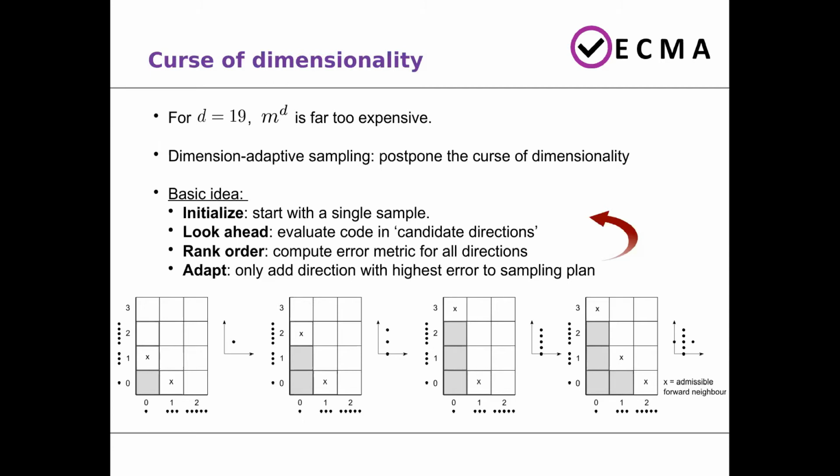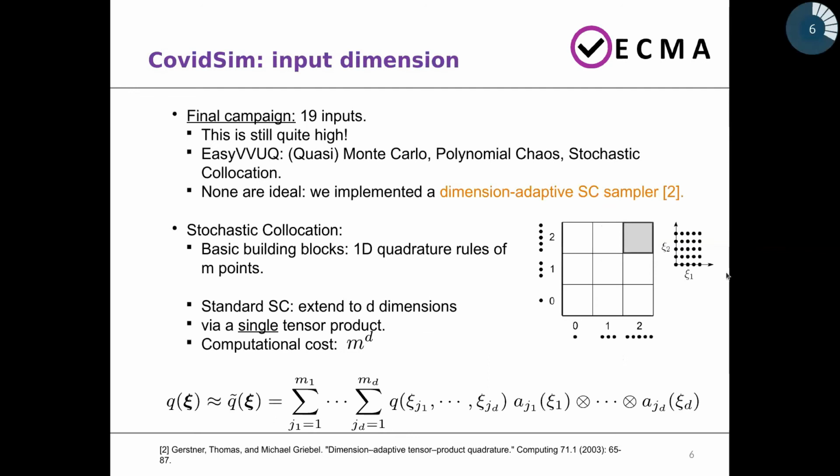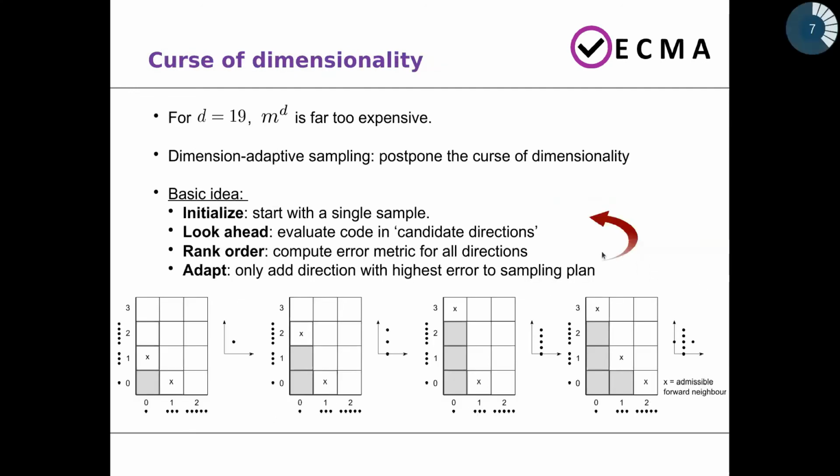So for this reason, we did dimension adaptive sampling, and this doesn't break the curse of dimensionality, but it does postpone it to higher dimensions. And the basic idea, I won't go into mathematical details. The basic idea is instead of just generating your sampling plan in one go, you do it adaptively.